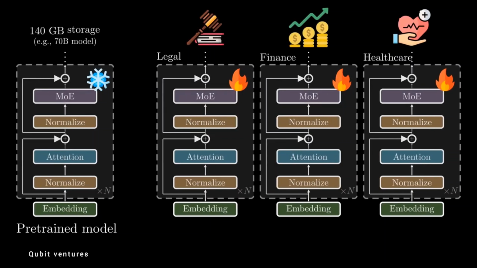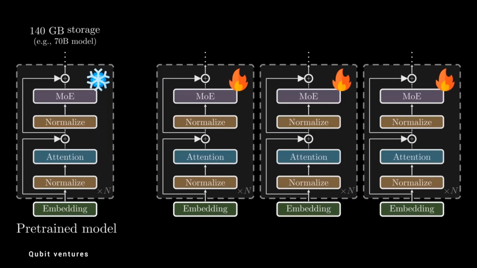But we run into a problem. For fine-tuning, updating every weight in the model is extremely expensive. For a 70 billion parameter model, the weights alone can take around 140 gigabytes at 16-bit precision. If every task required its own full copy of the model, just storing all those copies would quickly become unmanageable.